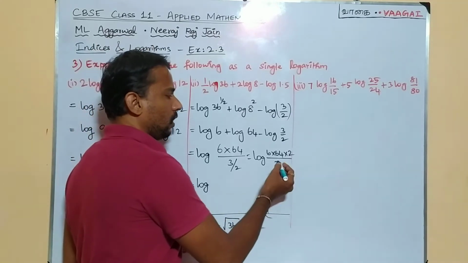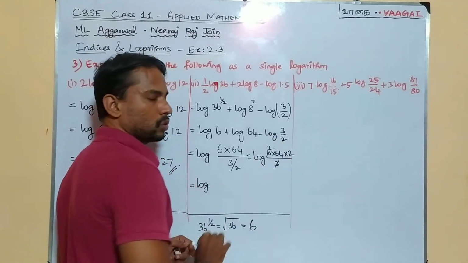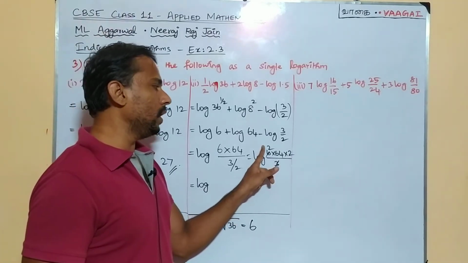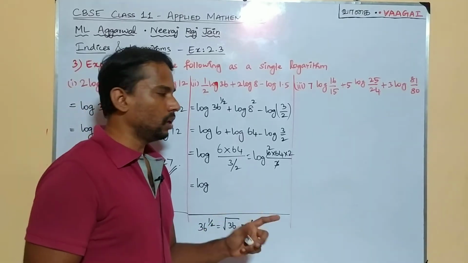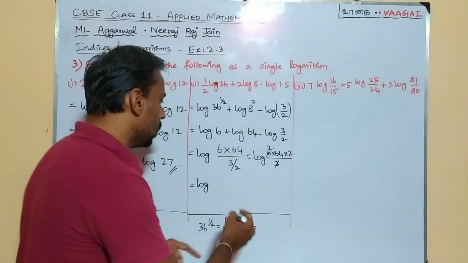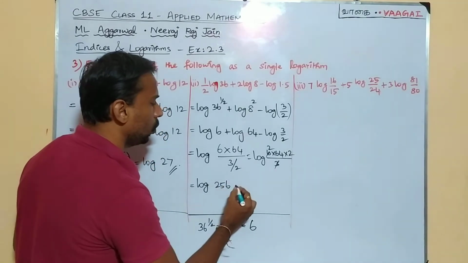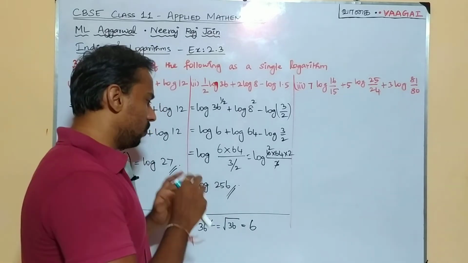So what I can do here is I can cut this 3 with this 6, so it's exactly 2 times. So now we will have log of 2 into 64 into 2. What is 2 into 64 into 2? It's going to be what? 2 into 64 is 128. So 128 into 2 will be 256. So log 256 is going to be the expression expressed in terms of a single logarithm.